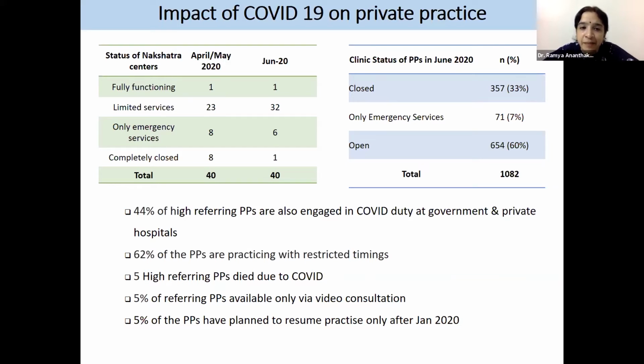44% of the high referring PPs were engaged in COVID duty. 62% of the PPs were actually practicing with restricted timings. Now, this is the current status. In fact, 5 of our high referring PPs died due to COVID. It was very unfortunate. And 5% of the PPs were providing video consultation. Next slide, please.